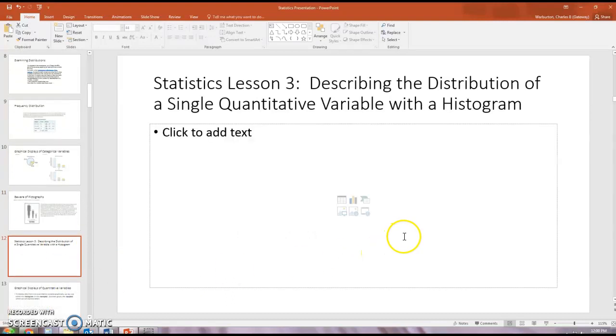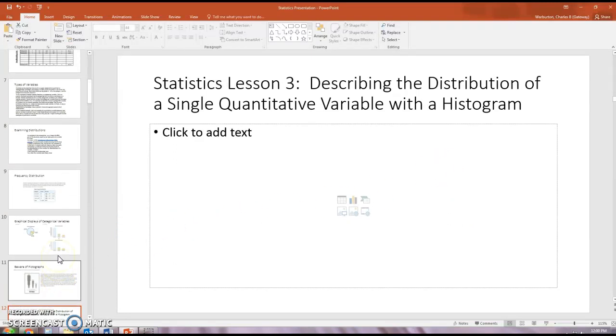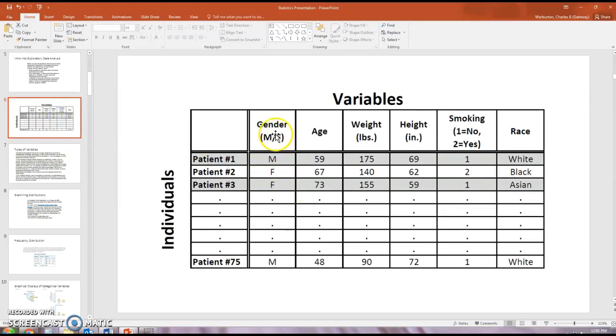In this video we're going to talk in detail about session 3, describing the distribution of a single quantitative variable with a histogram. Now remember, we talked about quantitative variables. In this slide, there are 6 variables. 3 of those are quantitative, age, weight, and height, while the other 3 are categorical. So we're going to be doing this: how do we describe the distribution of a single quantitative variable like age or weight or height?